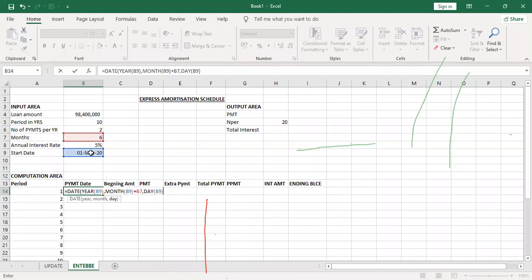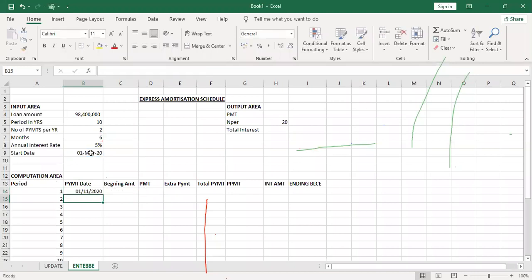The reason why we need another closing bracket is that we have exhausted the year, the month, and the day. And when we typed the word date, we opened a bracket as well. So after closing the bracket for the day, since we have exhausted all the items, we now need to close the bracket for the date. So, another closing bracket. And then you press enter.